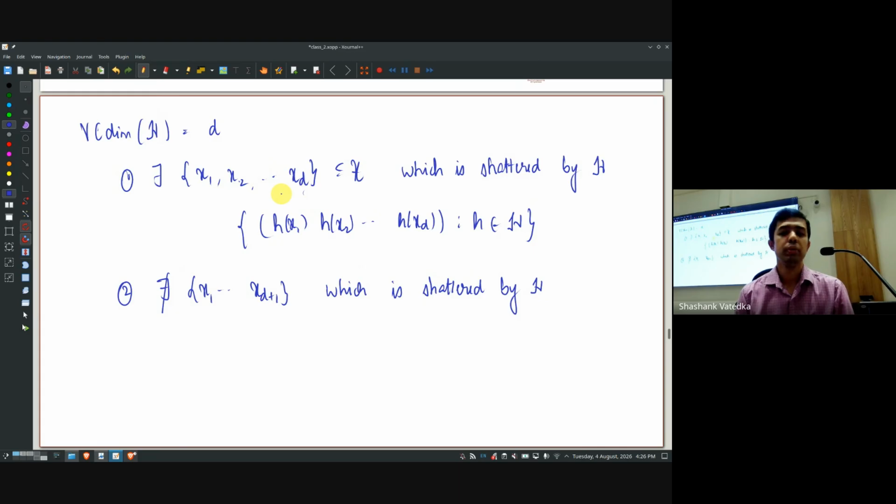In the second case, it doesn't matter how I choose these d+1 points, they cannot be shattered by H. In particular, let's say I have one set over here which is shattered by H. If I add another point to this set, no matter how I choose the next point, the d+1 point, it will not be shattered. It could be one vector, but it need not be. Correct. You cannot get 2 to the power d+1 unique labels.